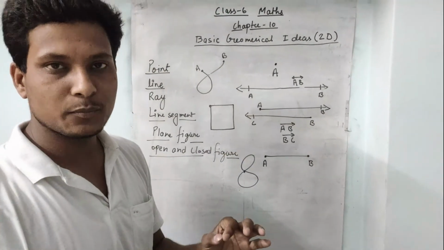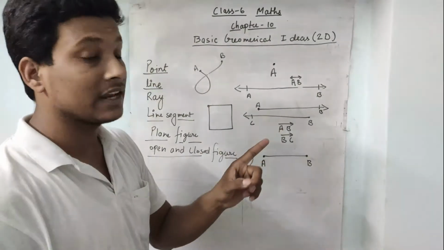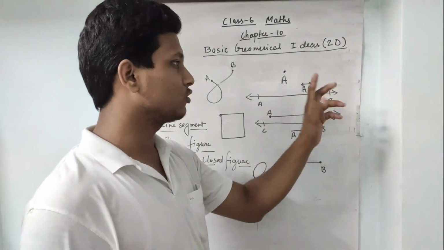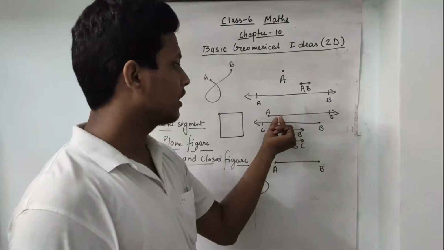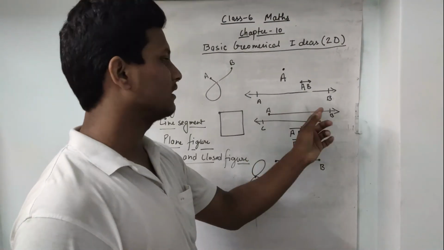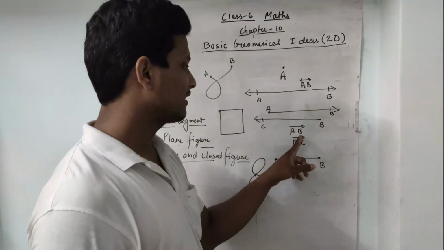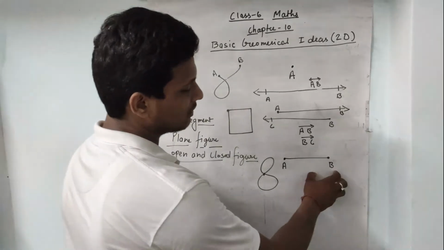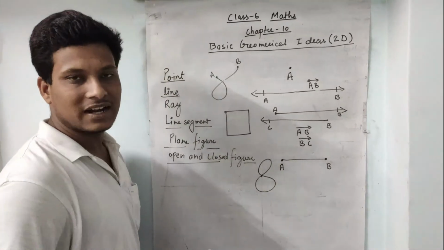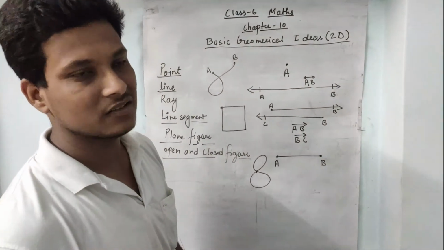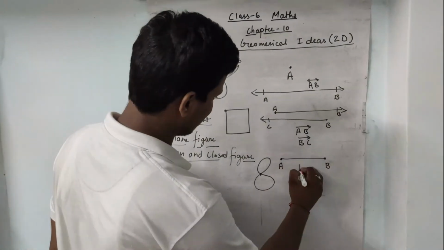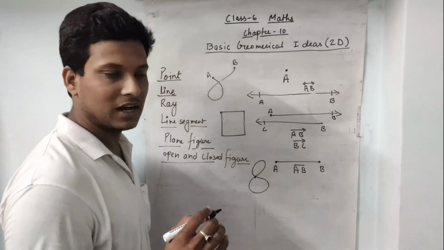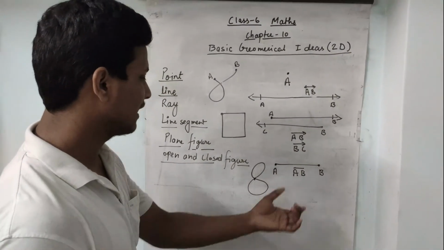Okay. Next is ray. Ray has one end point and it can be extended endlessly in one direction only. Okay. Line can be extended in both directions, but ray is extended in only one direction. Like it can be represented like that. Now next is line segment. Line segment is a part of a line that has a fixed length and we can measure it with the help of a ruler, and it can be represented like AB, only bar, no arrow symbol, only bar is there. Okay. So that is called a line segment.